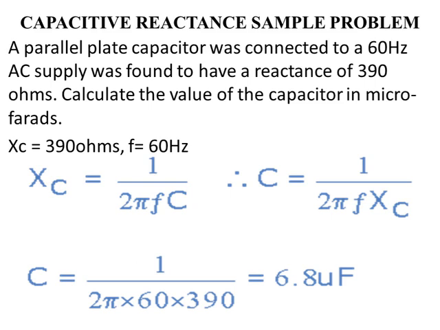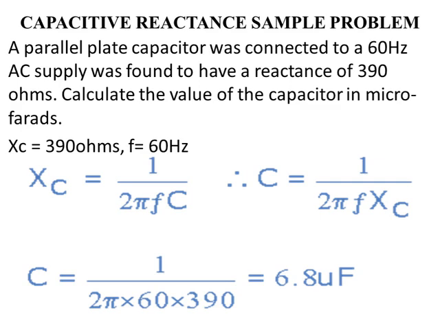And now this is a sample problem on capacitive reactance. The question says that a parallel plate capacitor connected to a 60 hertz AC supply was found to have a reactance of 390 ohms. By the time you see 60 hertz, even with the unit, that is the frequency. Remember, I've already told you that reactance is in ohms, just like resistance. So 390 ohms reactance is what we have.